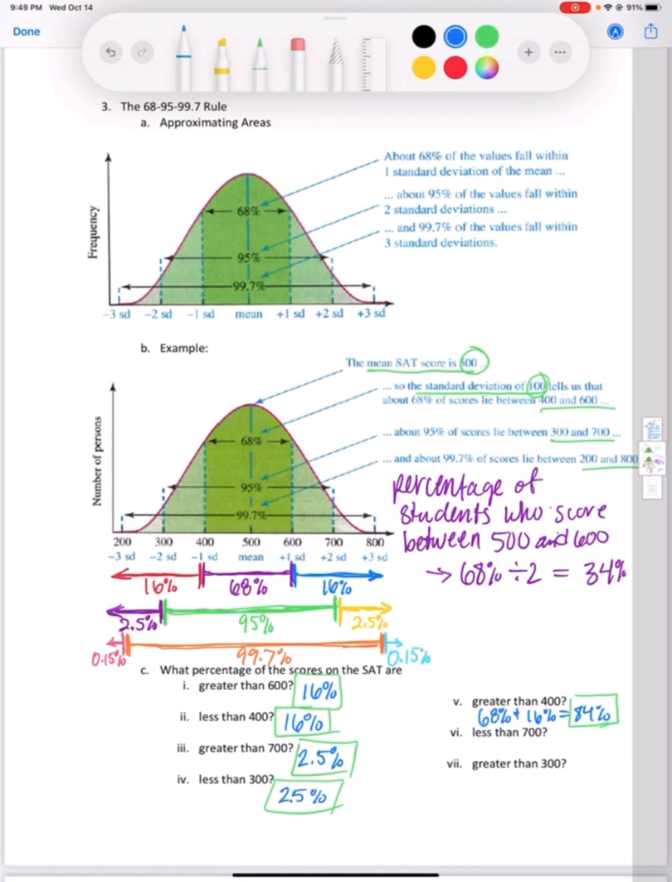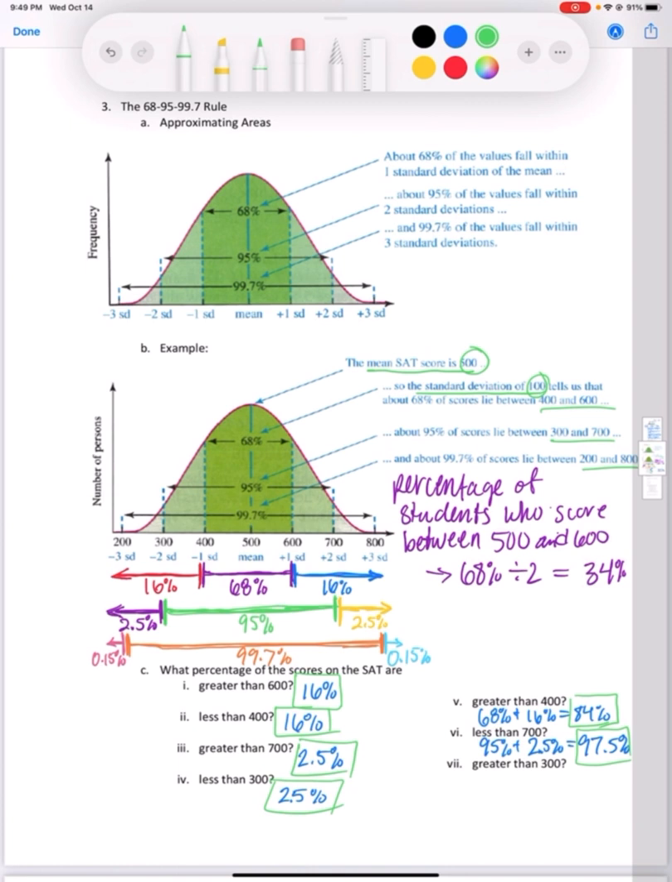Which part is less than 700? Less than 700 is this distance right here, from here all the way down to the end. And that's the same as the 95 and the 2.5 right here, the green and the purple. So green and purple is 95% plus 2.5% is equal to 97.5%. So what does that mean in context again? 97.5% of the students scored less than 700.